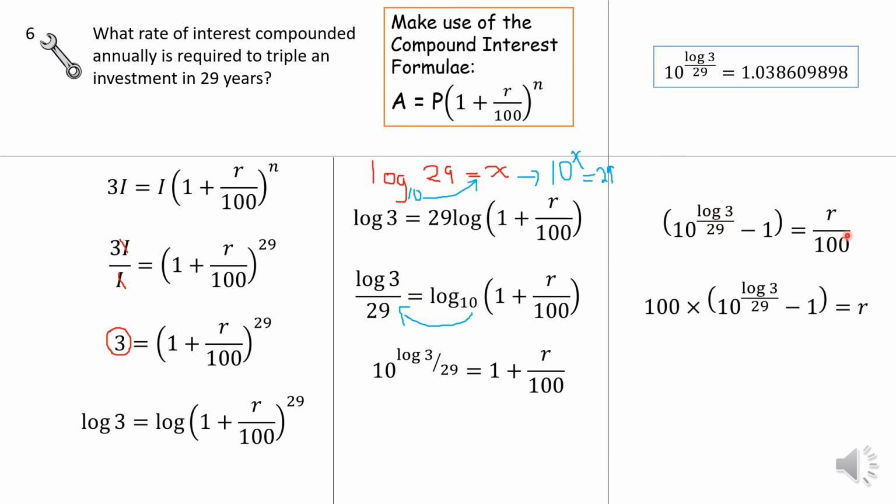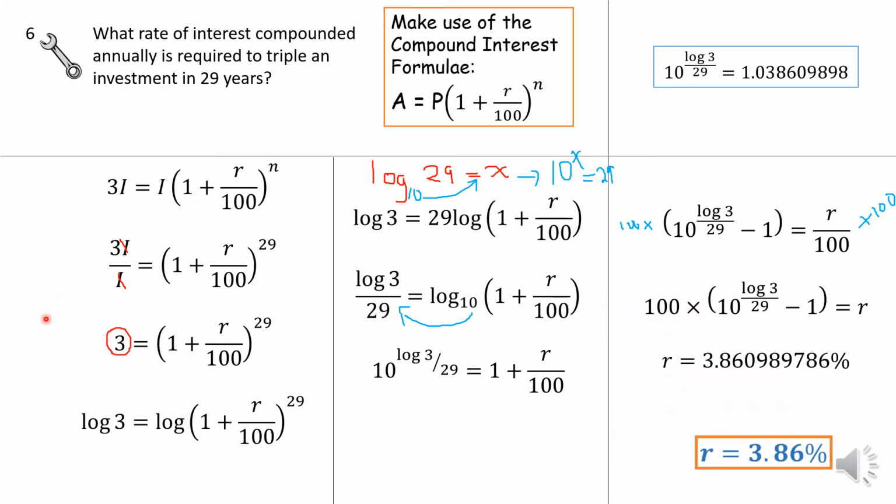Now from here, I have to get rid of this 100. The way we get rid of 100 is we multiply both sides by 100. So what you do on one side, you do on the other side, and that is why you see I multiply here by 100. Now remember, if you punch it in like that, it is going to give you a value which is 3.86 and so on. So now you can give your answer to three significant figures, which is 3.86%. And that is how this particular question was to be done.